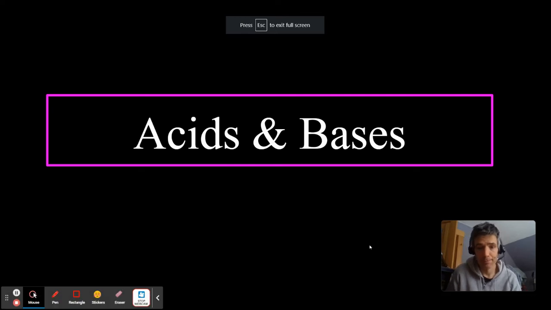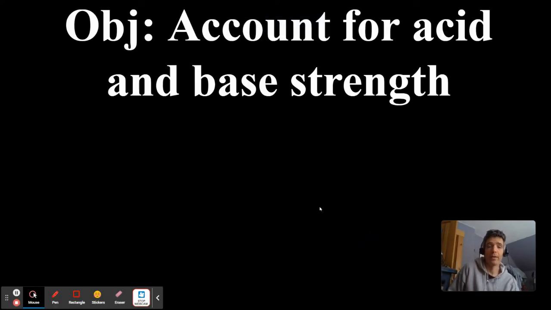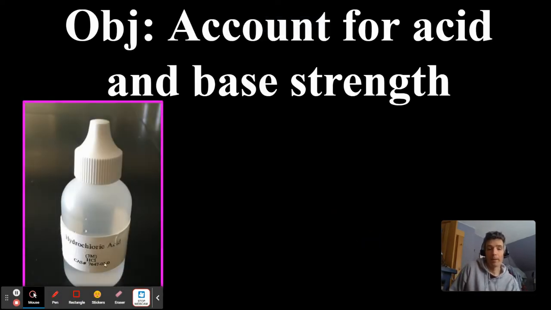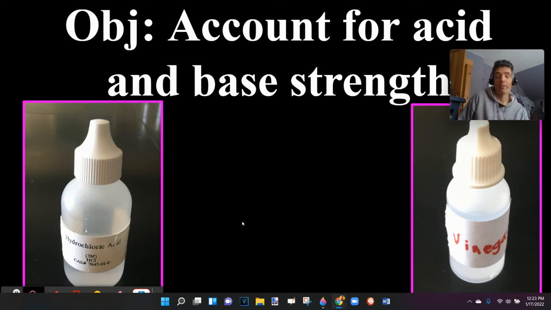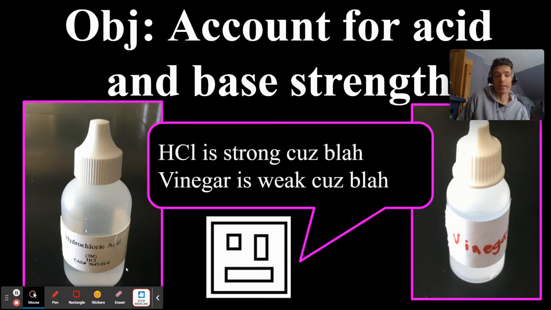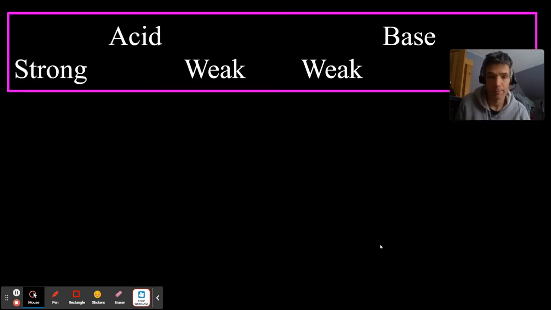Okay, here's our topic. Here's our objective. HCl is a strong acid. Vinegar is a fairly weak acid in general. And we want to know why. Explain it. HCl dissociates and ionizes completely, whereas weak acids and weak bases don't. They set up equilibriums. And that's how it is what it is.